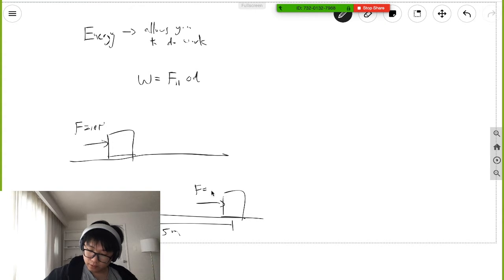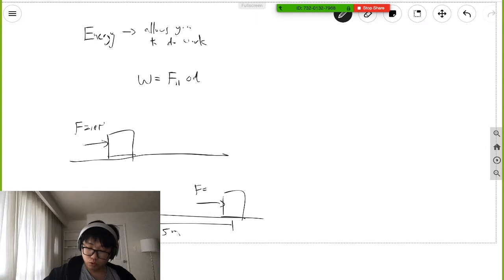So the work being done after pushing that for a whole 5 meters is going to be equal to force parallel. So it is parallel to that direction, and I'll show you the next example where it's not parallel. We're going to find that 10 times 5, we're going to get 50. So in this case, work is going to be 50.